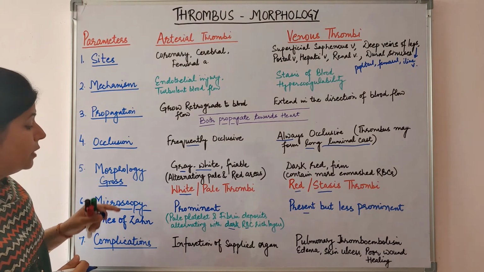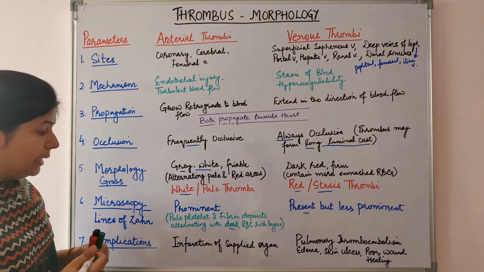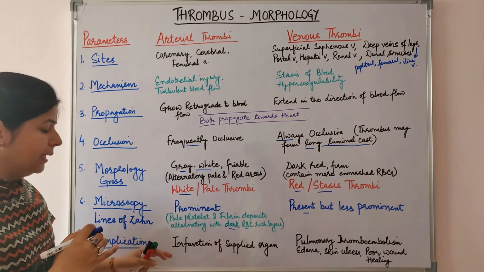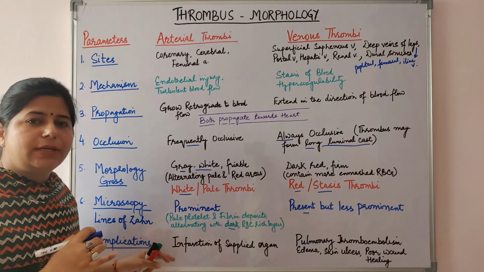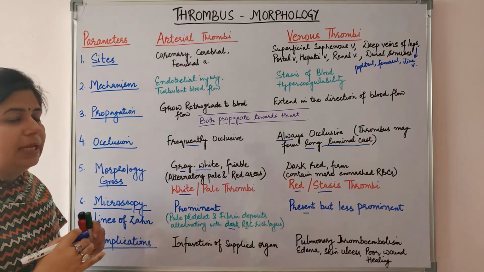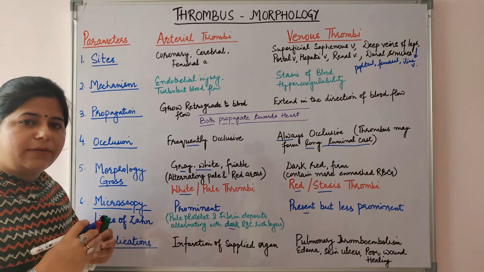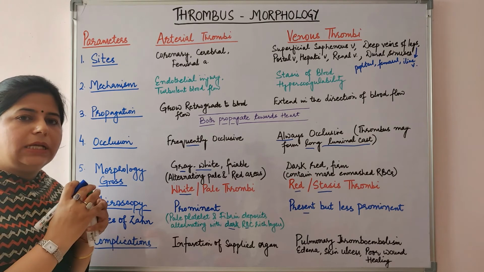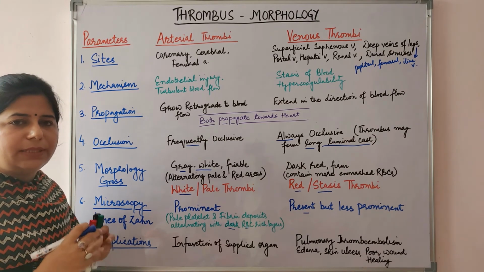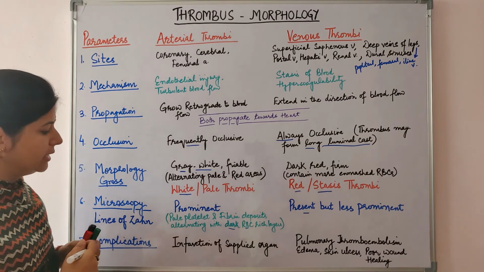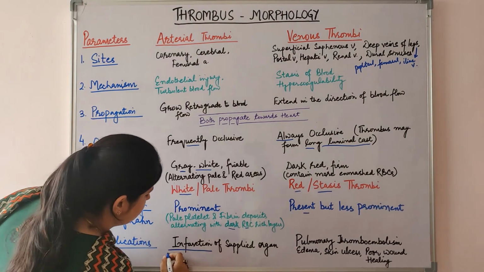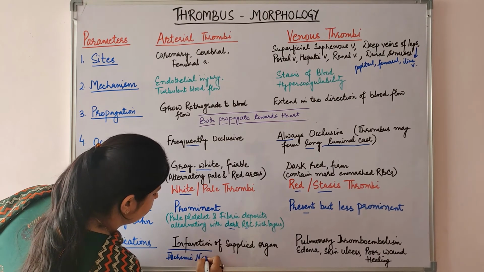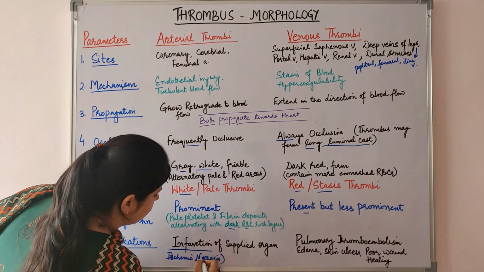Complications. In case of arterial thrombi, if the artery is occluded, then it can lead to infarction of the organ supplied by that artery. For example, if there is thrombus formation in the coronary artery and the lumen gets completely occluded, then it can lead to infarction of the myocardium that is supplied by that coronary artery. It can lead to ischemic necrosis. Infarction is ischemic necrosis.